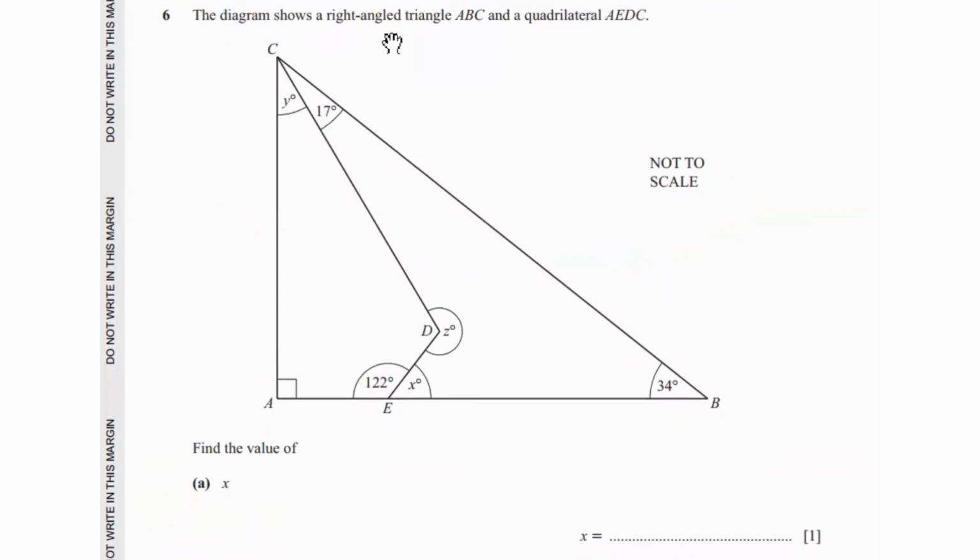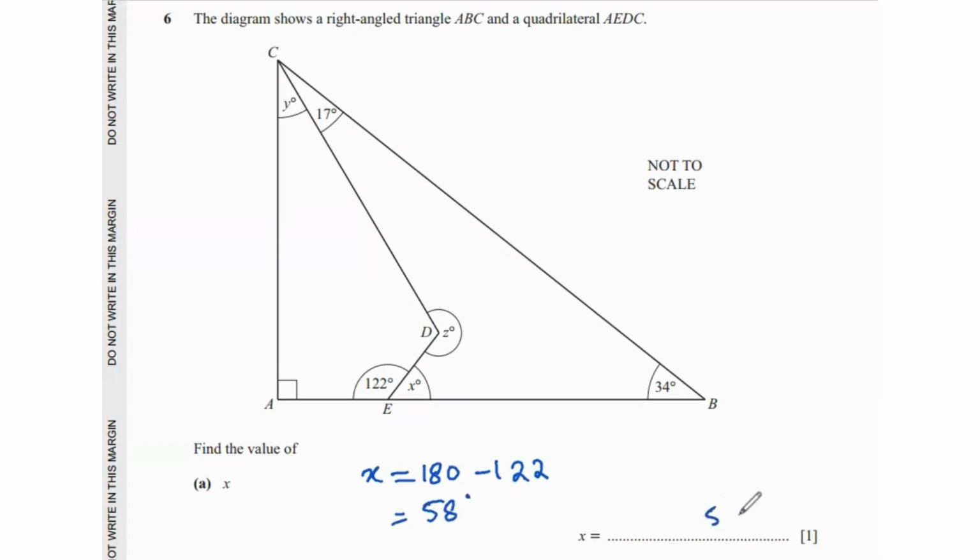Question 6 says a diagram shows a right angle triangle ABC in a quadrilateral AEDC. Find the value of x. So for the value of x, we can see that AEB is a straight line and 122 and x are supplementary angles, which means they add up to 180. So x would be 180 minus 122, and that will leave us with 58 degrees.